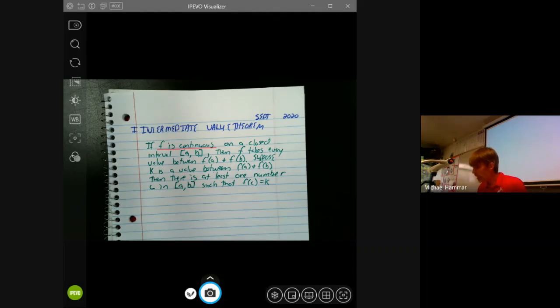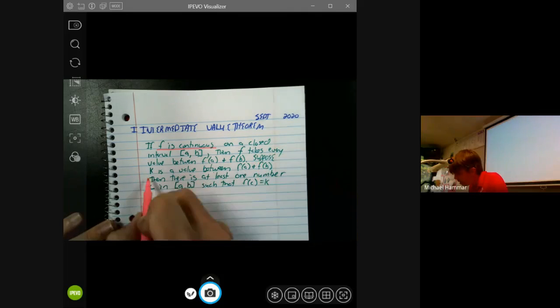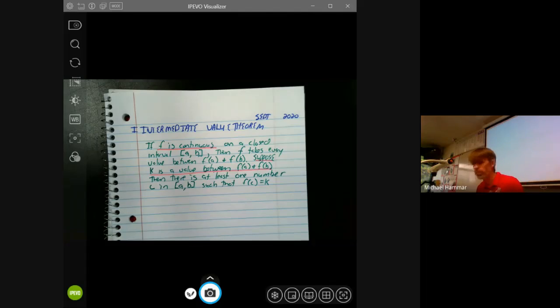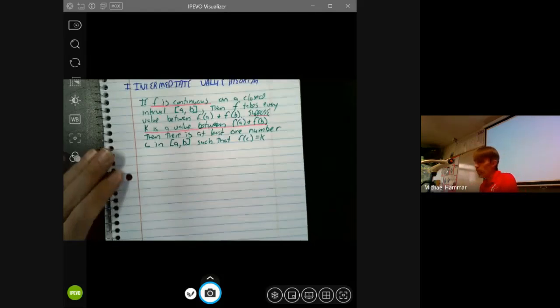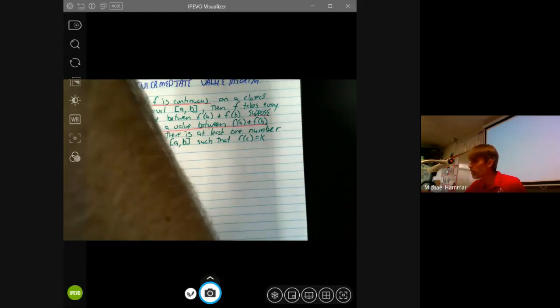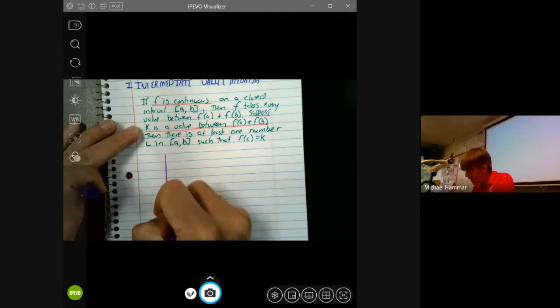First of all, it has to be continuous. You have to be told that this is a continuous function. The second thing is we need to, at some point in time, make an assumption that there is some value of k between f of a and f of b. So let's draw a picture of this, because I think it makes a lot more sense when we take a look at a diagram of what is going on.